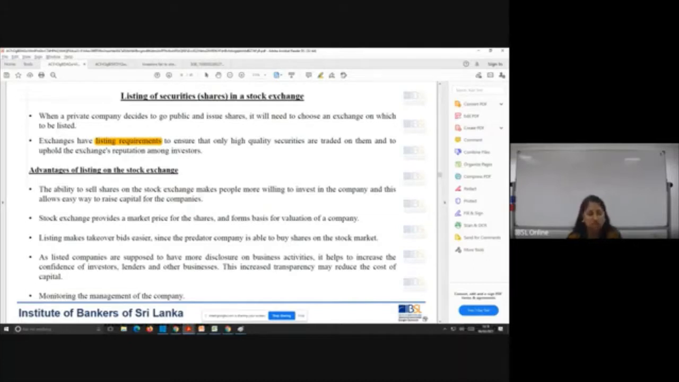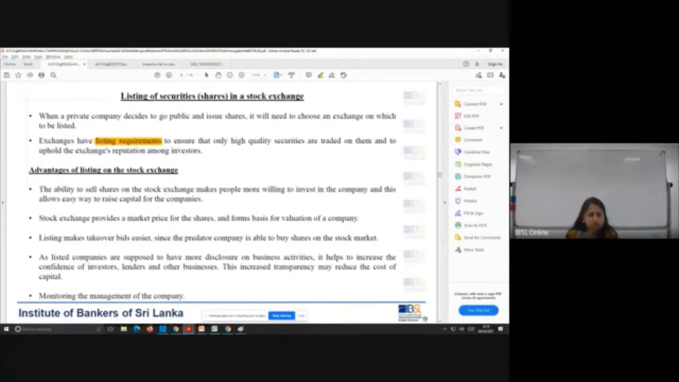When you are listed in the stock exchange, the market value of the company is readily available. Another benefit is, if you are a predator company, where the intention is to buy another company and bring that company under your holding, for you to do such takeovers, listed companies are very, very easy.